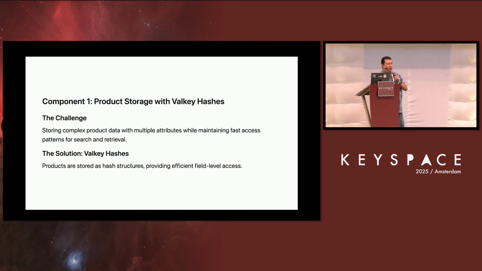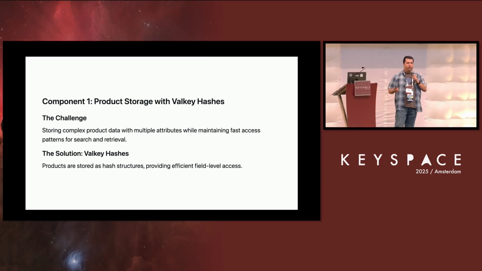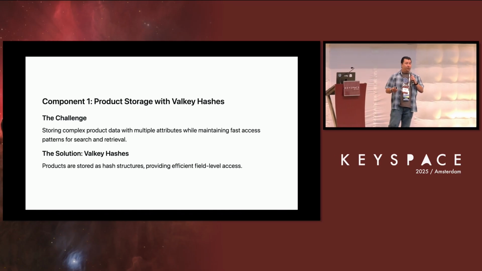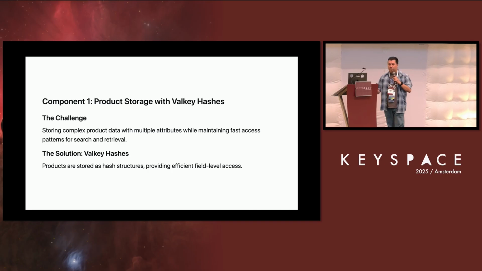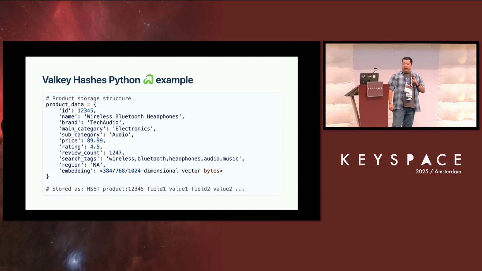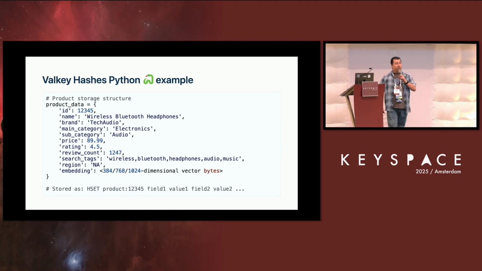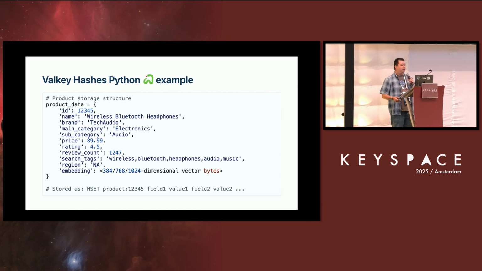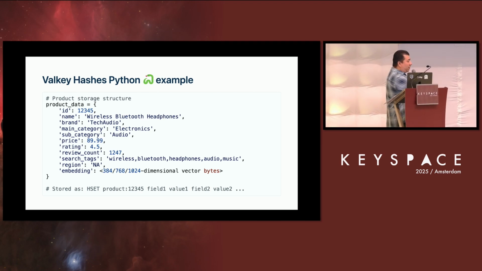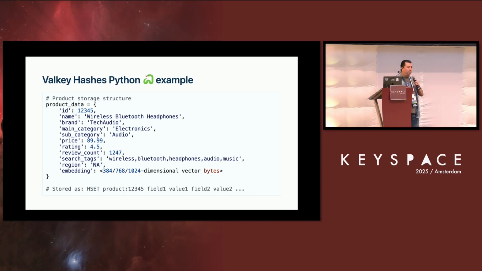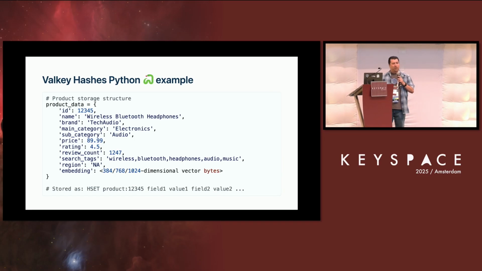So, okay, the first component: we have products, right? This is an e-commerce application, so we have a catalog of products. In this case, we could be using either Valkey hashes or Valkey JSON. In this particular choice, we're using hashes, so we can have a mix of both. And this is how they look. We have a Python example where we have the product ID, a name, brand, etc. And very importantly, we have the embedding, right? That's the detail that is going to allow us to provide the vector similarity search. And we're going to see what that means.